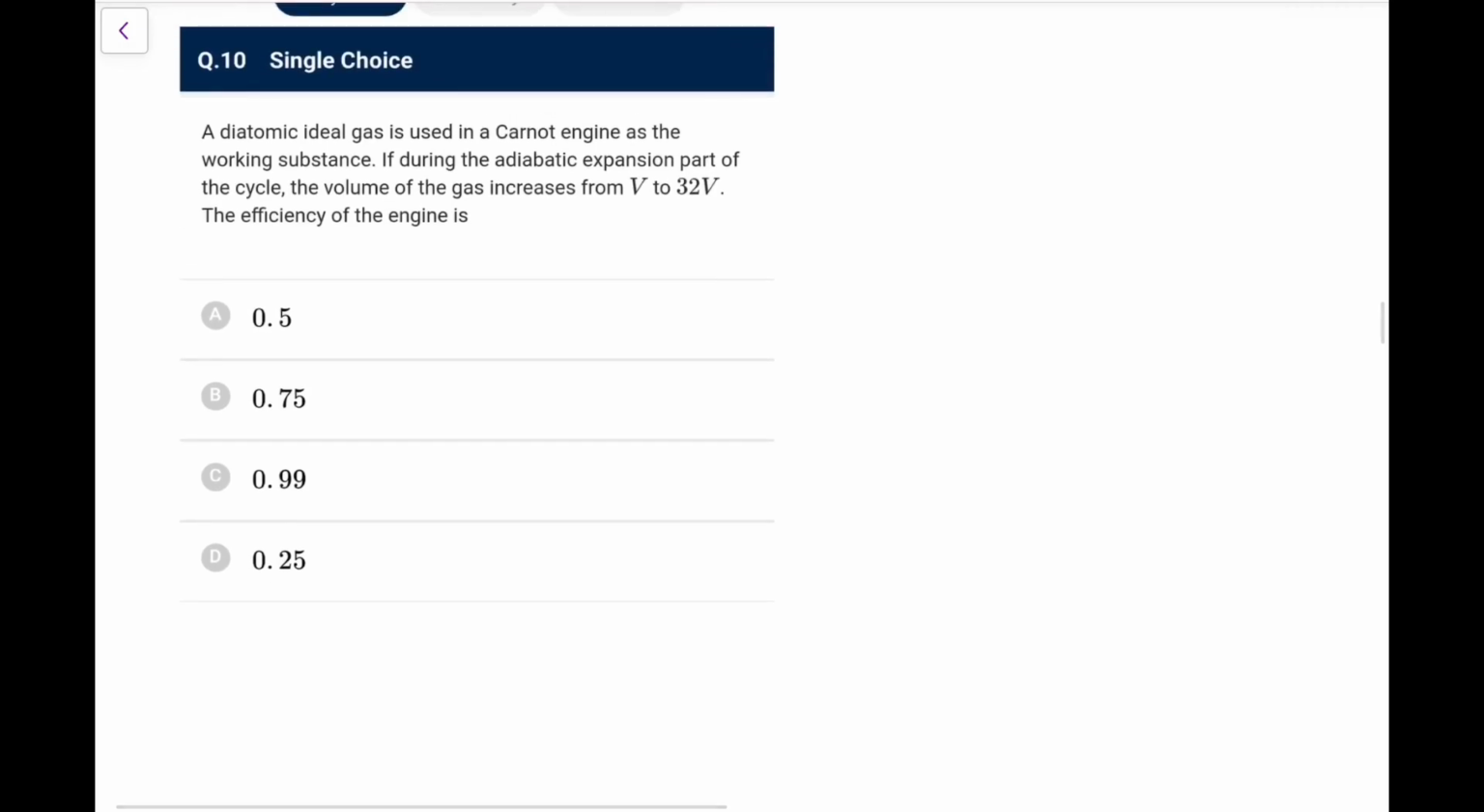A diatomic ideal gas is used in a Carnot engine as the working substance. If during the adiabatic expansion part of the cycle the volume increases from V to 32V, the efficiency of the engine is? So first of all, a diatomic ideal gas, Carnot engine we are given, and during the adiabatic expansion it goes from TH to TC, you know.